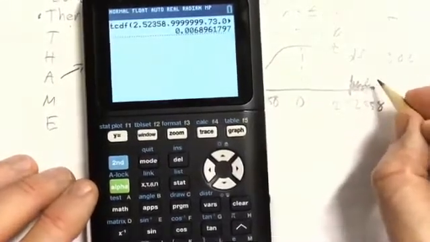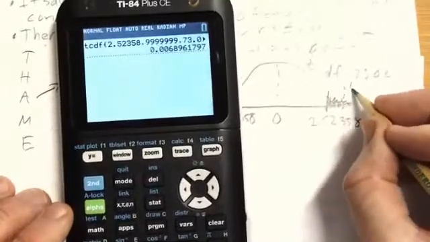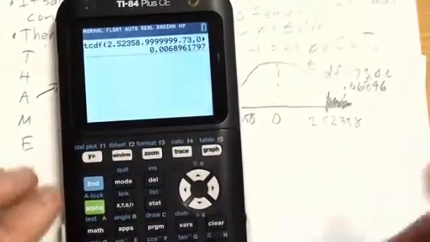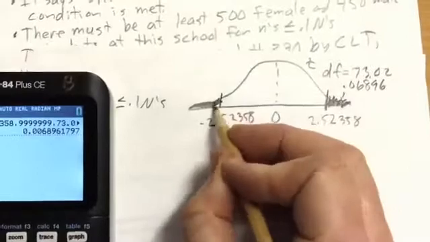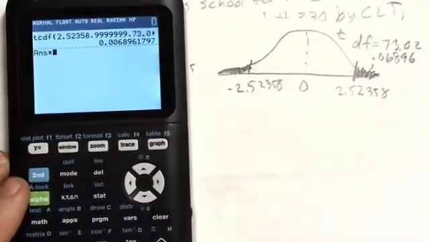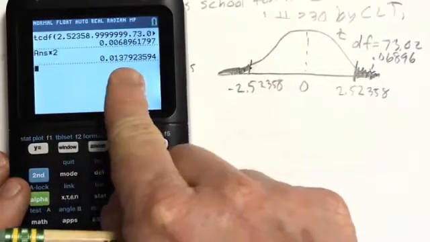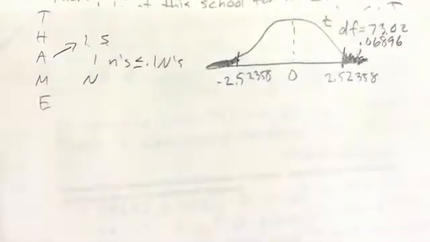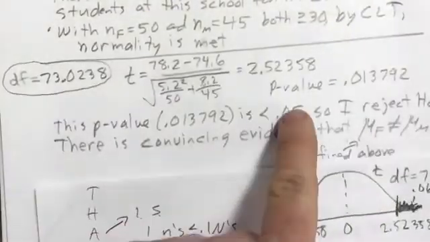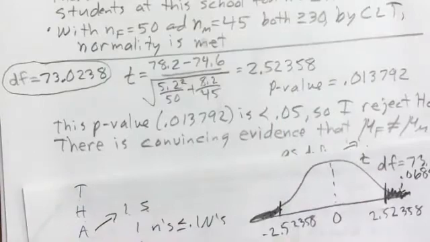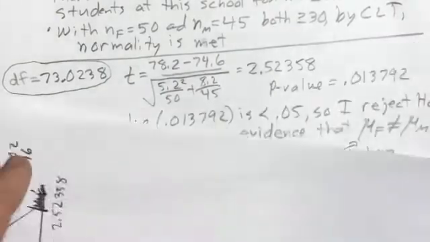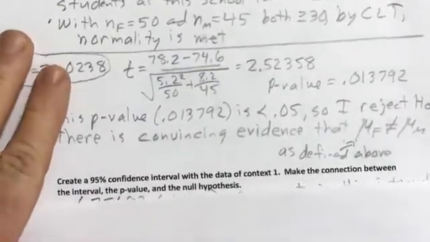So this area is 0.06896, but it's got two parts to it. So if we multiply that times 2, that's our p-value. And so that is how you find the p-value by hand. Having said that, you can always use that 2-sample t-test function. Okay, the next thing is this.